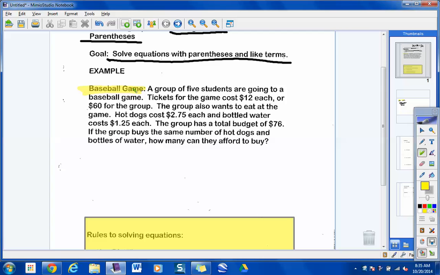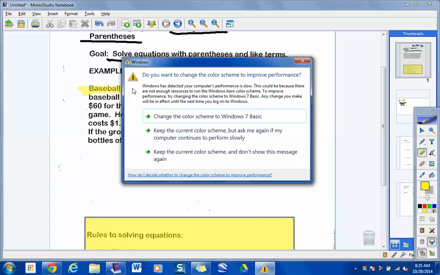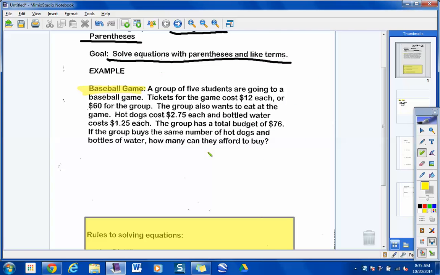A group of 5 students are going to a baseball game. Tickets for the game cost $12 each, or $60 for the group. The group also wants to eat at the game. Hot dogs cost $2.75 each, and bottled water costs $1.25 each. The group has a total budget of $76. If the group buys the same number of hot dogs and bottles of water, how many can they afford?